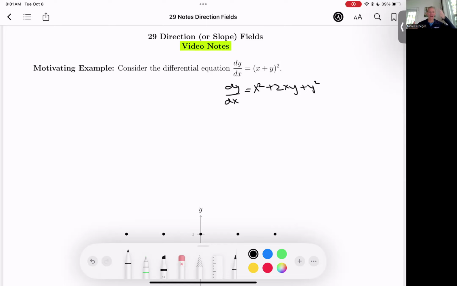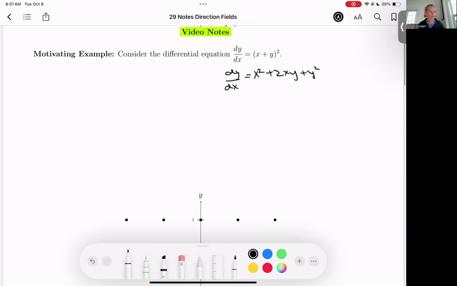Maybe it's one that we got by doing some kind of experiment in a physics class or something. So we still want to understand this differential equation. And the cool thing is that we can actually visually, graphically understand these, even if we can't solve them. That's what a direction field will allow us to do. With a direction field, what we're going to do is just find the slope at a bunch of points and draw tiny little line segments with the given slope.